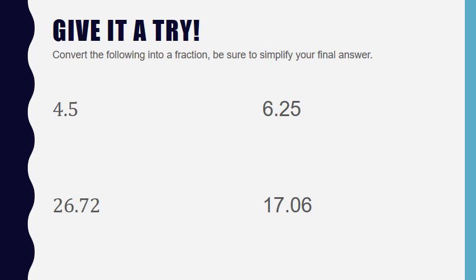We're going to convert the following into a fraction and make sure to simplify our final answer. So 4.5, again, we still look after the decimal first. So the number after the decimal, 5, over a power of 10, and we want one number after the decimal, so we're going to use 10. 5 and 10 can both be divided by 5.